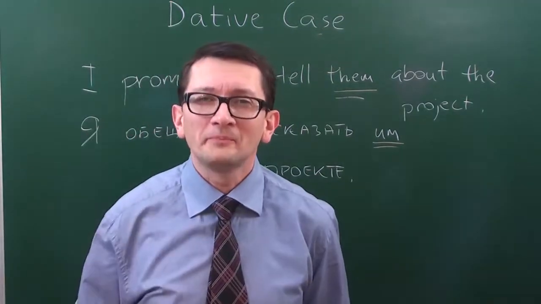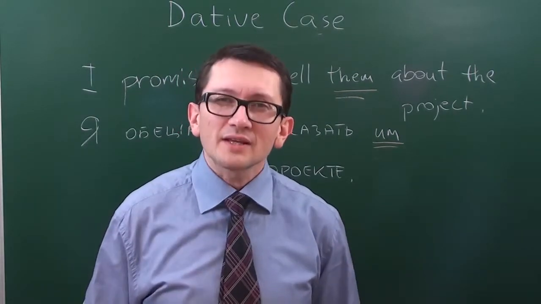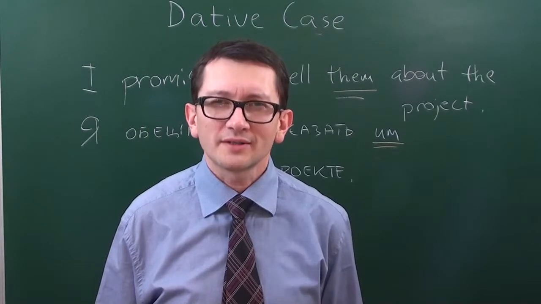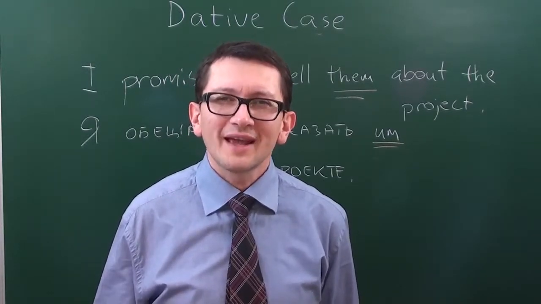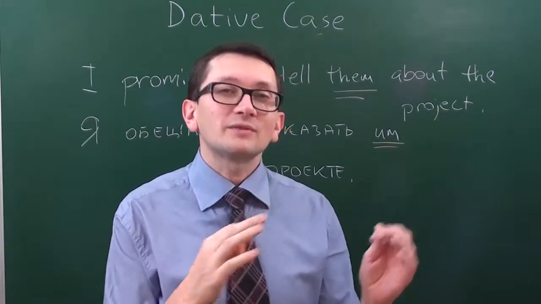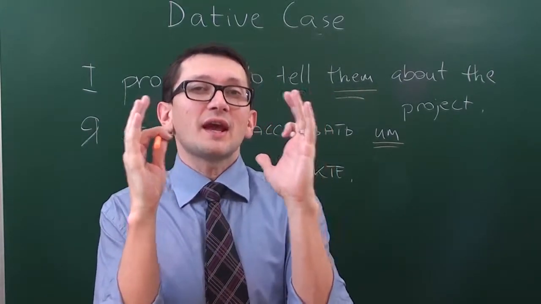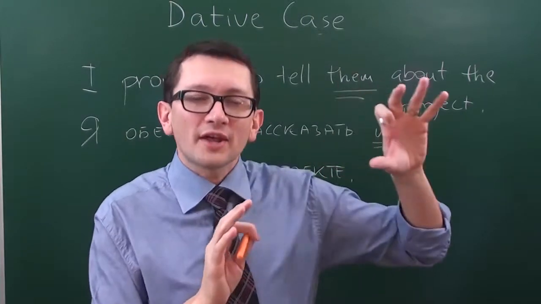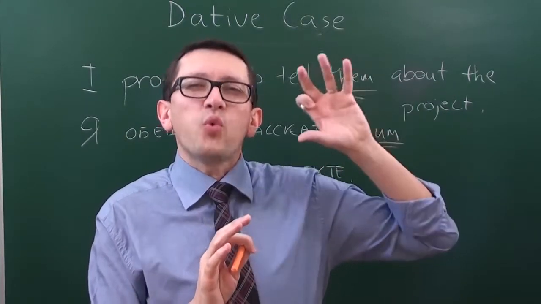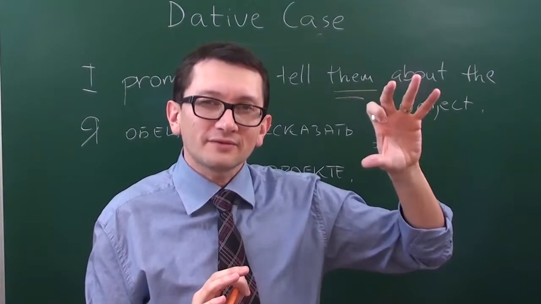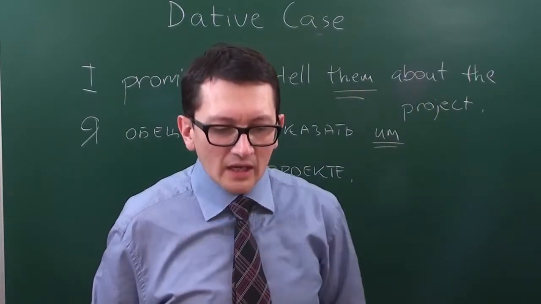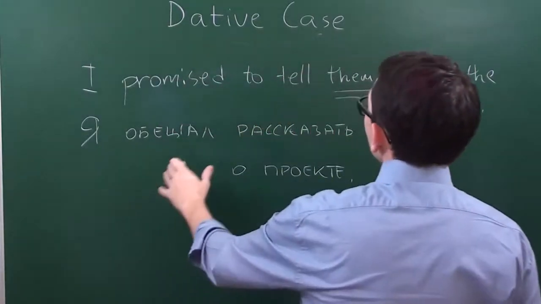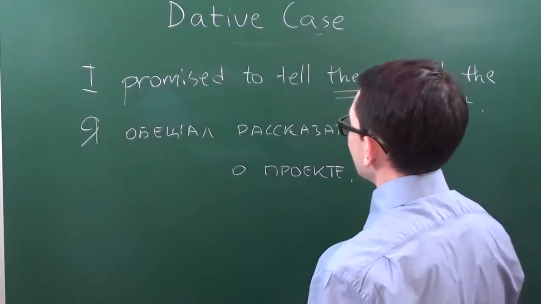And one more. We use a dative case quite often with infinitives. Alright? So, what it means? It means that we use the recipient of the action together with another verb, alright? With another infinitive in the sentence. Okay, let's say quite similar sentence. Я обещал им рассказать о проекте.